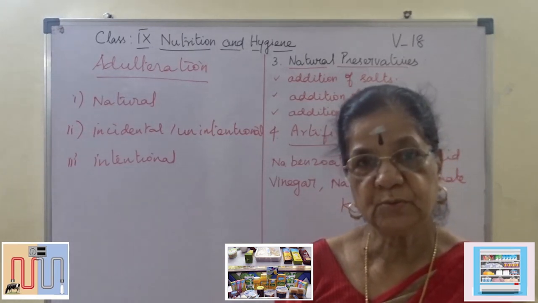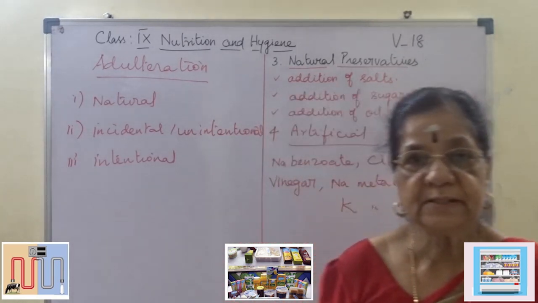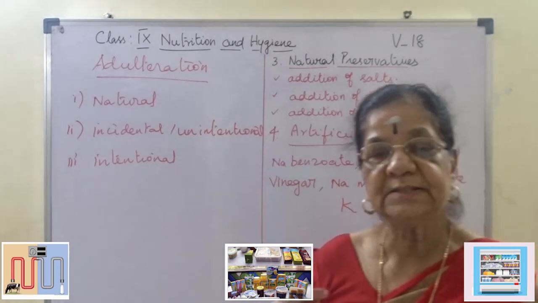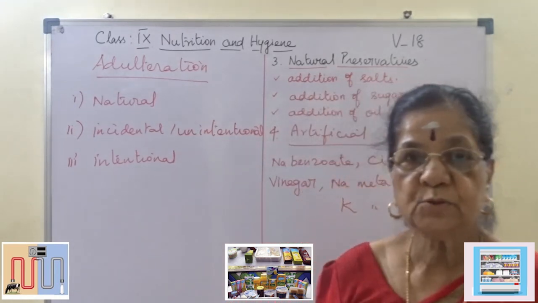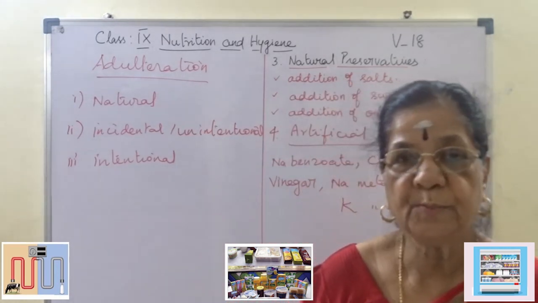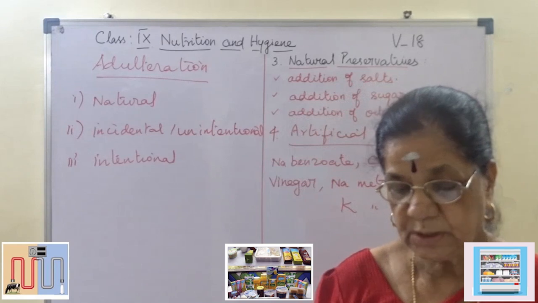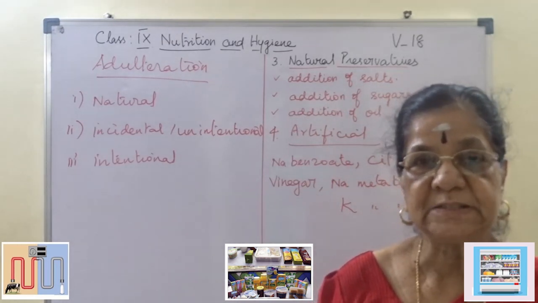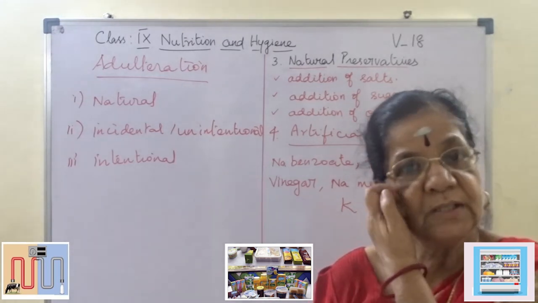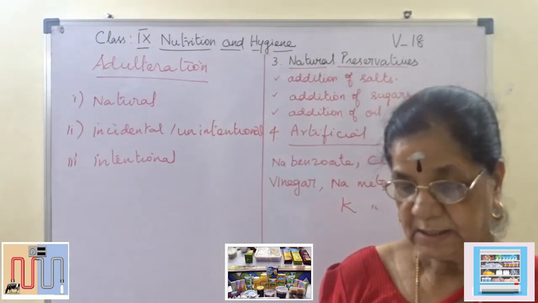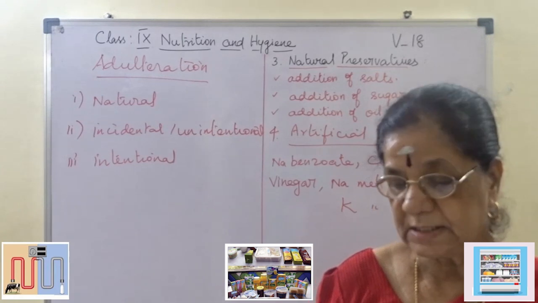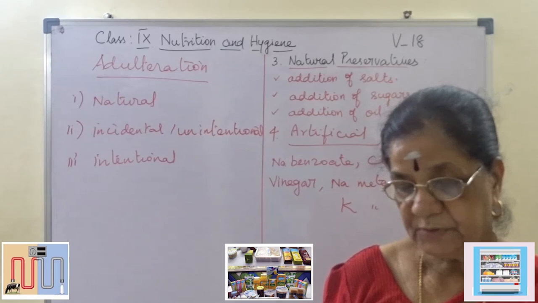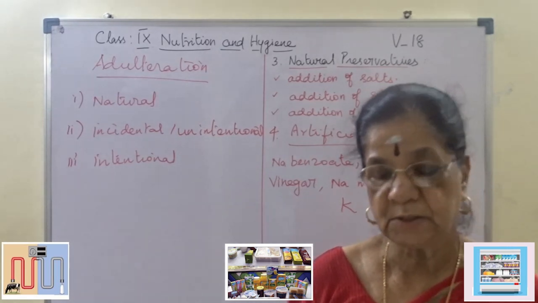I hope you are able to follow this. So to prevent all this adulteration, the government has organized food quality control. The government ensures that pure and safe food is made available to the consumers. When we buy products, we are all consumers. And they made law as the Prevention of Food Adulteration Act and Prevention of Food Adulteration Rules.